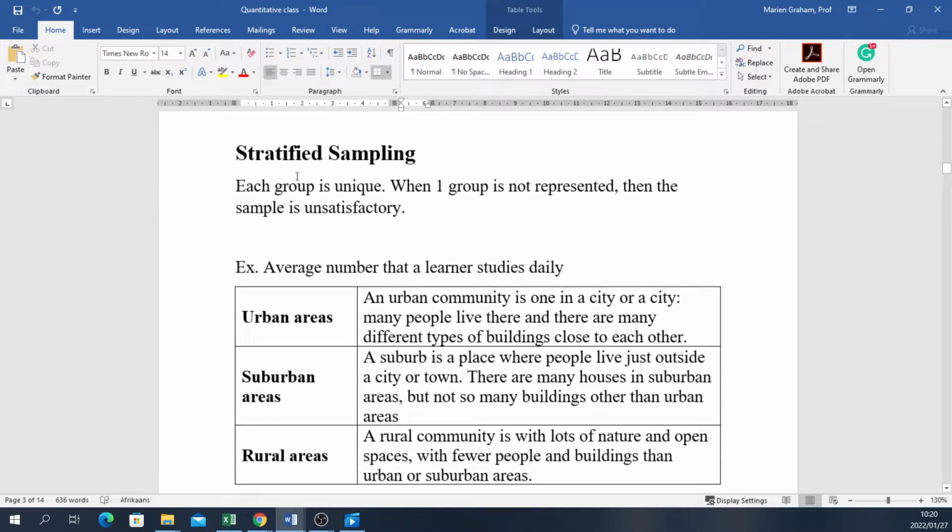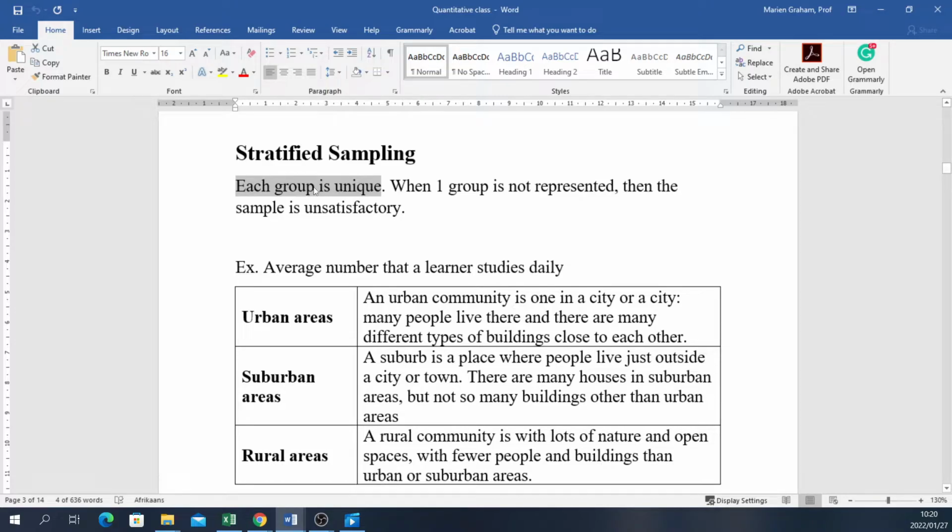In stratified sampling, each group is unique. Each group, or strata, but strata just means group. So if one group is not represented, you've got a massive problem with your study. So let's look at my example. Let's say you want to conduct a study about the average number of hours that a learner studies.